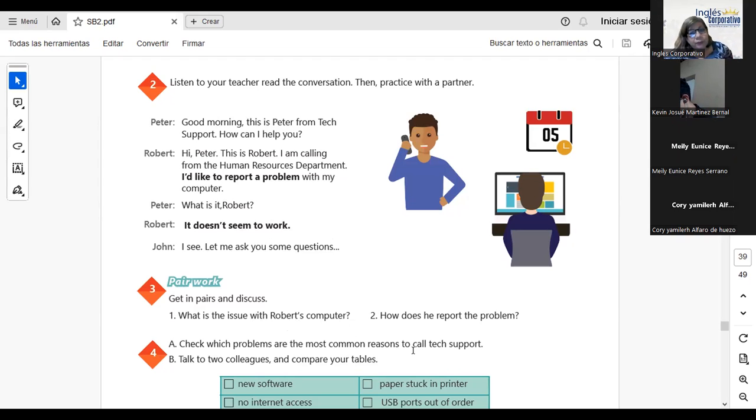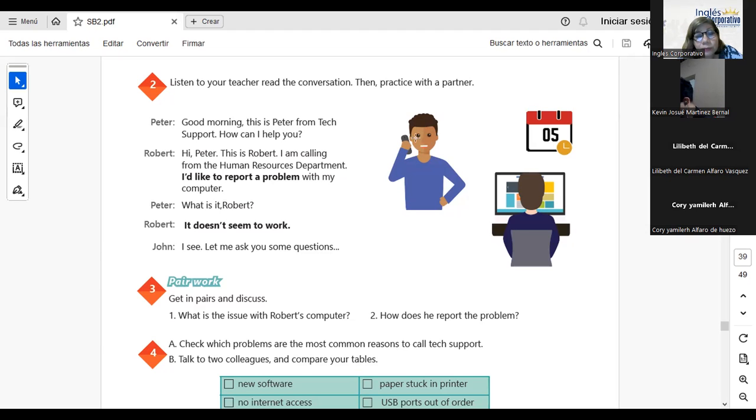Now, number two. How does he report the problem? Robert, the problem, the report. Exactly. Okay, he reports the problem. Robert reports the problem. But the how is, remember, that is how is como, right? Como, how. So, look at this action, in this picture.